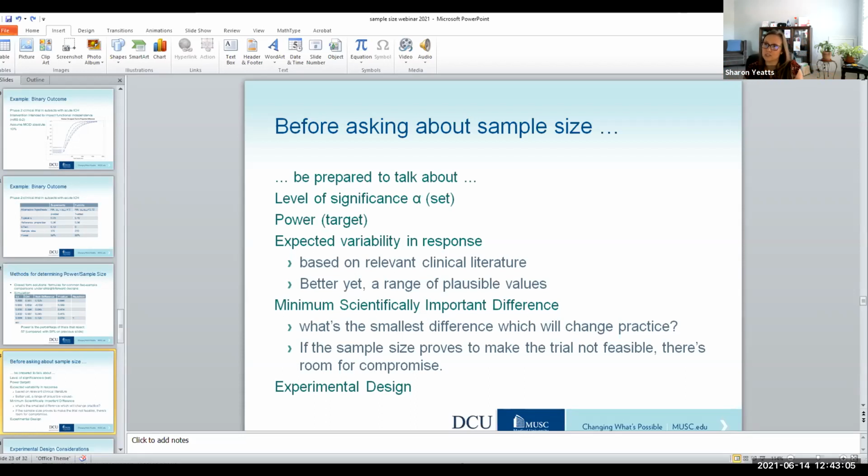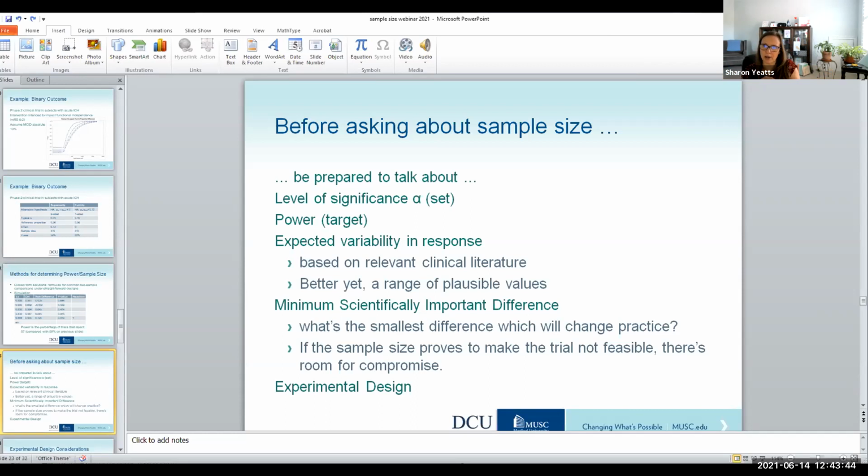The expected variability in the response based on the relevant clinical literature, if you have it. Even better would be a range of plausible values. So if there's been a number of studies recently in this patient population, having access to the full range of variability estimates allows you to stress test. If I make the assumption that it's the least variable of what's in the literature, and I'm wrong, and it turns out to be closer to the study that showed the most variation, what does that do to my power or my sample size?